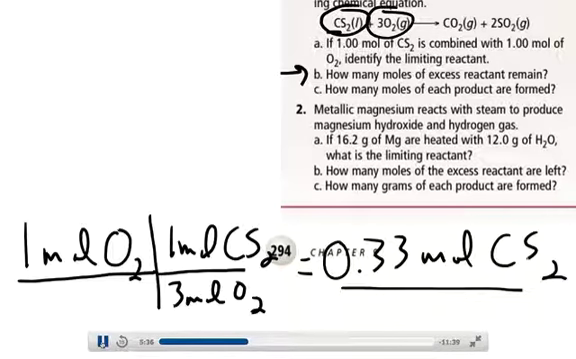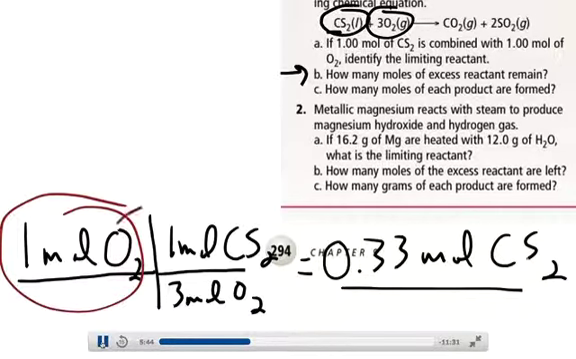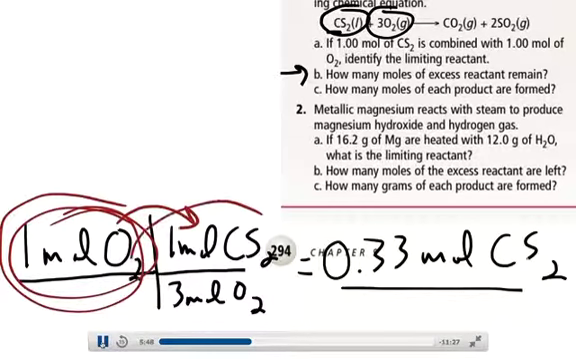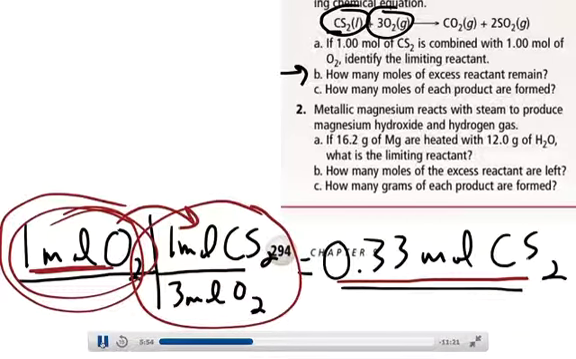Now we have to remember what we're solving. That is not the amount of excess reagent. That is the amount that will react with 1 mole of oxygen. So I solve to find how much carbon disulfide I need to react with this oxygen, and based on my ratio of 1 to 3, if I have 1 mole of oxygen, I need 0.33 moles of carbon disulfide.